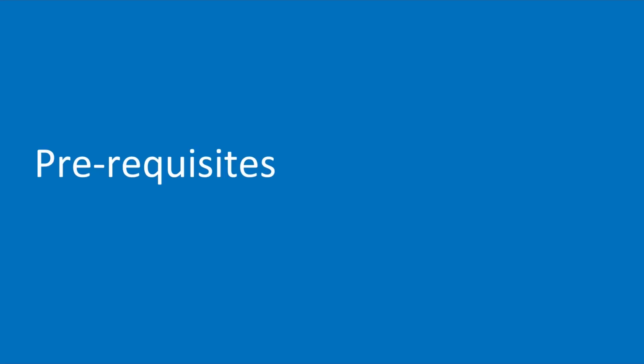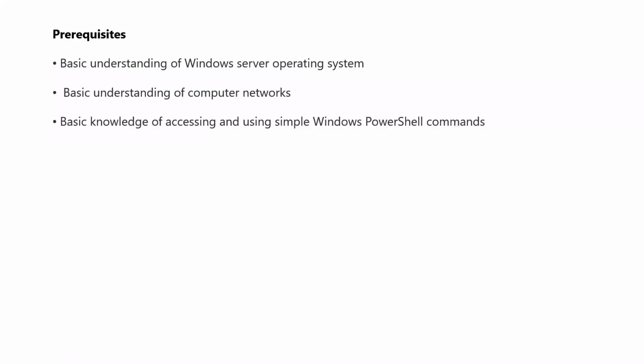Now, let's talk about the prerequisites that are necessary for those of you who are taking this course. First of all, you need to have these three prerequisites. The first one would be a basic understanding of the Windows Server operating system. And for all of these, when I say basic, I literally mean just basic. Then a basic understanding of computer networks, and basic knowledge of accessing and using simple Windows PowerShell commands. So these would be the prerequisites for the course.